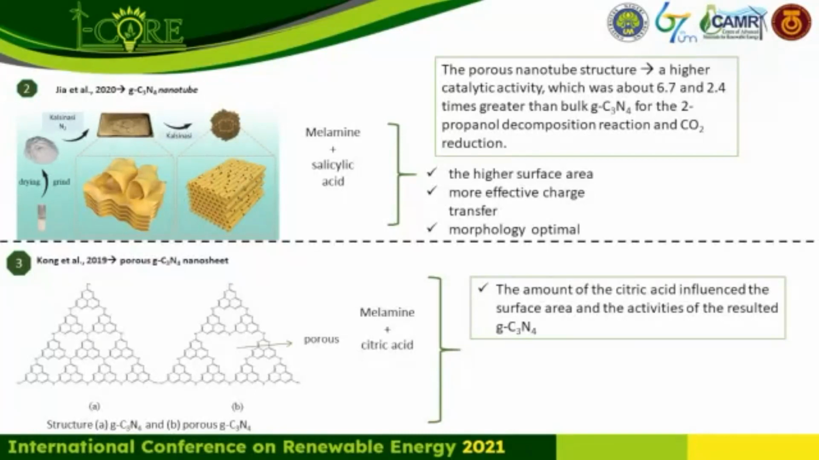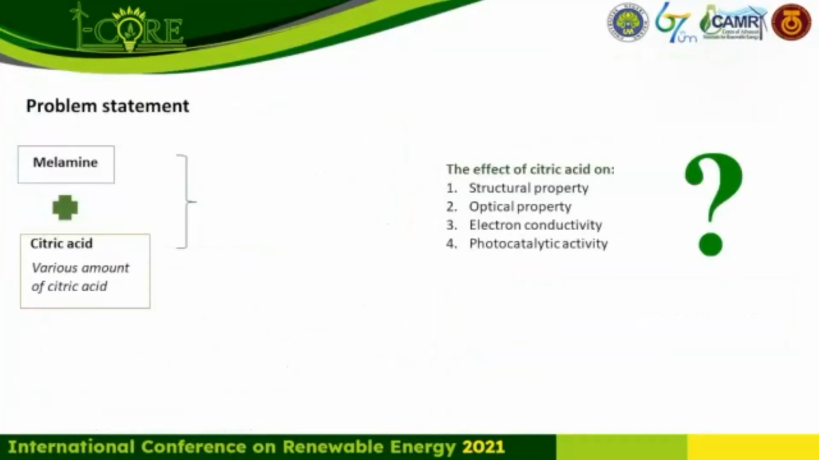Recently, citric acid was also reported as an efficient pore forming agent for preparing porous graphitic carbon nitride. So the amount of citric acid influences the surface area and the activity of graphitic carbon nitride. Problem statement: melamine with various amounts of citric acid, porous graphitic carbon nitride. How are the structure and optical properties, how is the electron conductivity, and how is the photocatalytic activity?